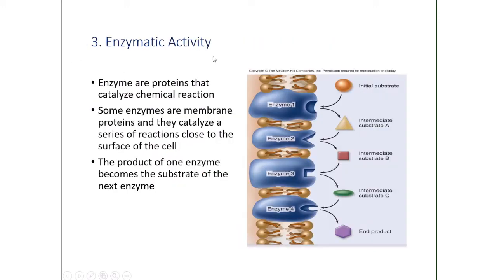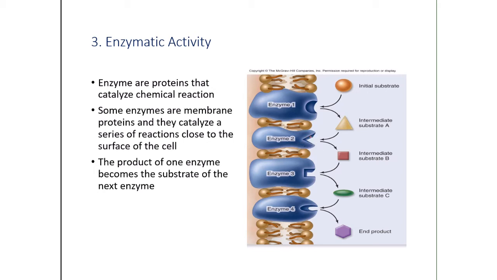Next, we have enzymatic activities. Enzymes, as you learned in lecture 2, are proteins that catalyze chemical reactions. They allow chemical reactions to take place faster by providing an active site for the substrate to bind into. Substrate is the thing that the enzyme is going to be working on, right? And again, there is a key and lock relationship between the substrate and the active site of the enzyme. So this one will only allow circles to bind to it. This one will only allow triangles to bind to it.